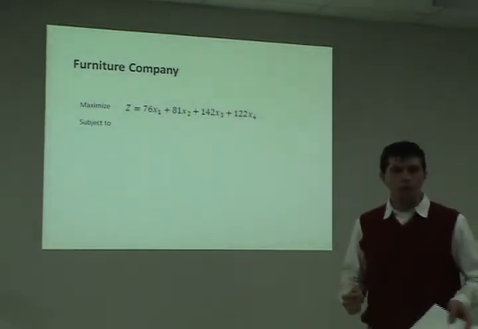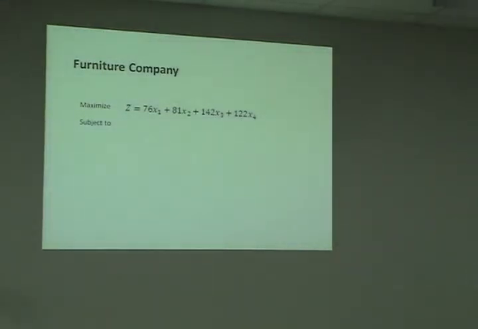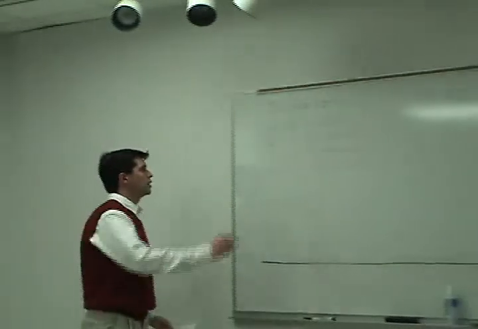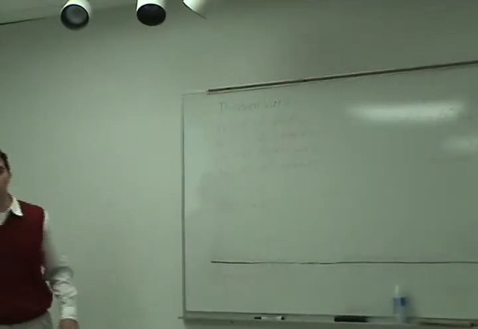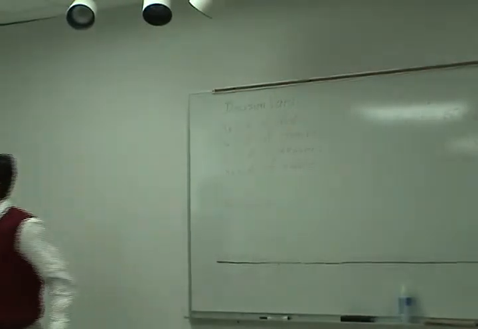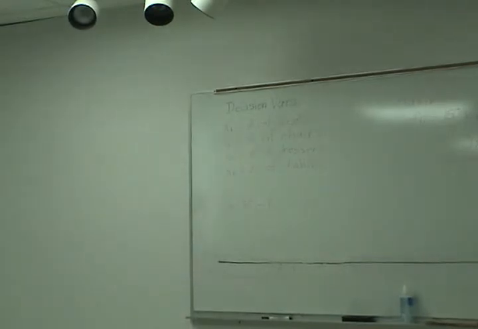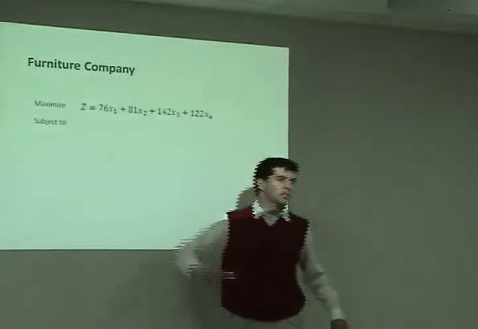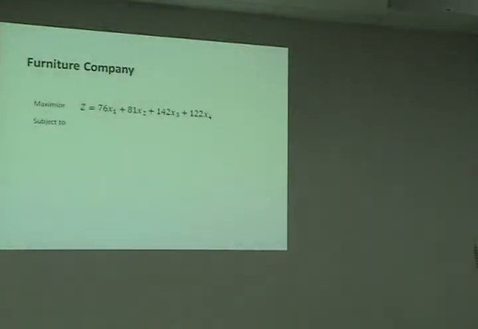So what are the limitations here? Why can't we just tell the CEO to produce 5,000 desks, 3,000 chairs? I mean, look, for every chair that you produce, it's profitable, you know? You can put as many chairs as you want. So why can't we just make them produce all those chairs and all those tables? Limited resources. Limited resources.